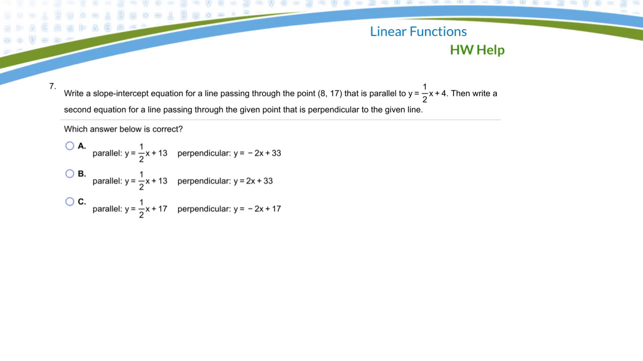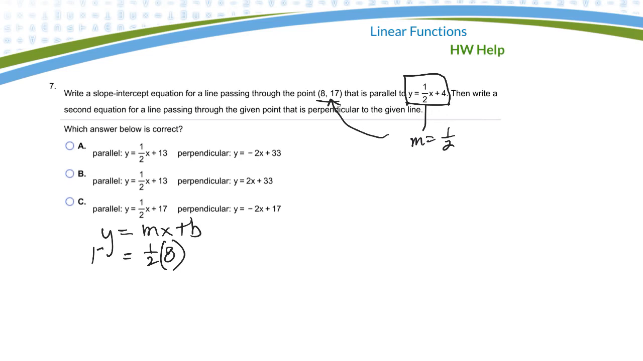Okay, write a slope-intercept equation for a line passing through 8 and 17 that's parallel to this. So if my line's parallel to this, it means it has to have the same slope. So the slope of my line is a half, and it goes through that point. So I can use my formula, just plug things in. Slope is a half, an x value is 8, when the y value is 17, plus b. Half of 8 is 4. Subtract 4 from both sides, you get your y-intercept of b. So the equation of my line will be y is equal to 1 half x plus 13.